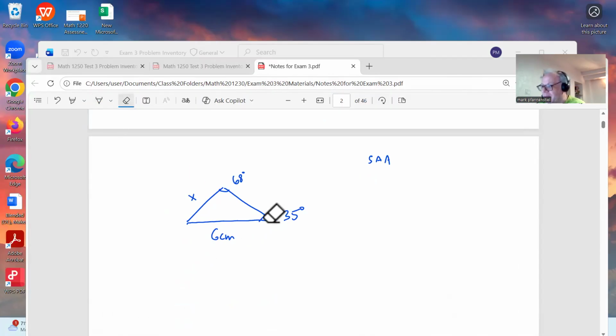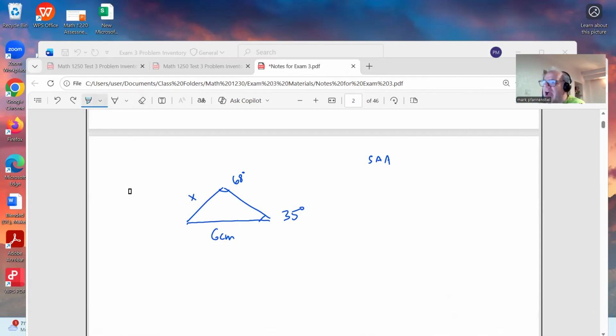Notice that we have an angle and a side that are across from each other, and that's what we're looking for. We have our 68 degrees and our 6 centimeters. That's the key for being able to set these things up.